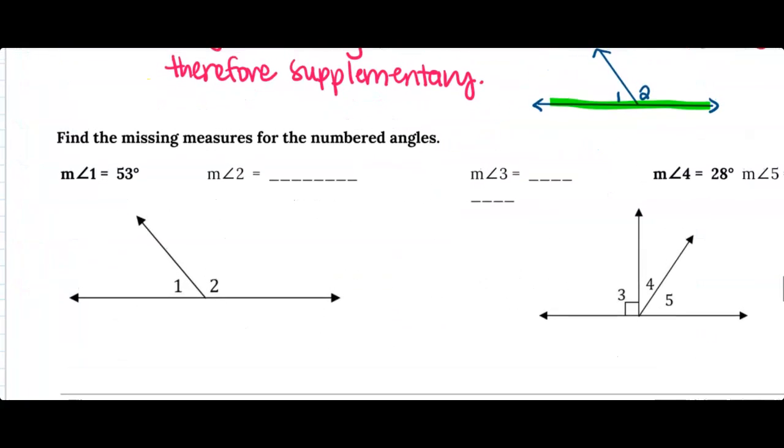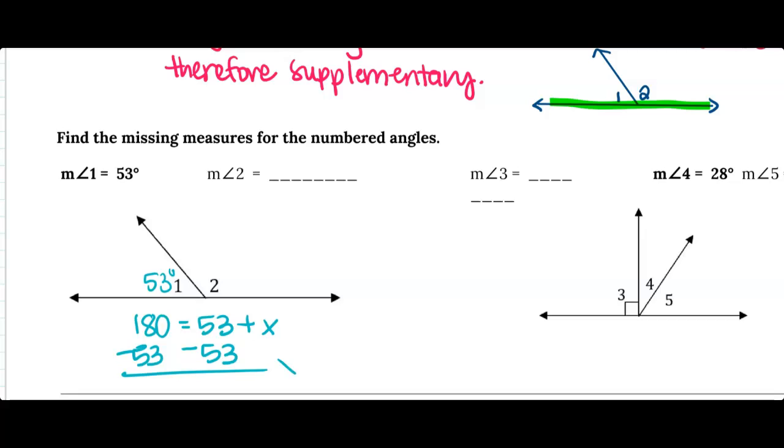So if we look at this one, it isn't numbered here, but finding the measure of angle 1 and finding the measure of angle 2. Since we know that angle 1 is 53 degrees, then finding angle 2, because this is a linear pair, we would just do 180 is equal to 53 plus x, minusing 53 from both sides. We get that x is equal to 127. So the measure of angle 2 is 127 degrees.